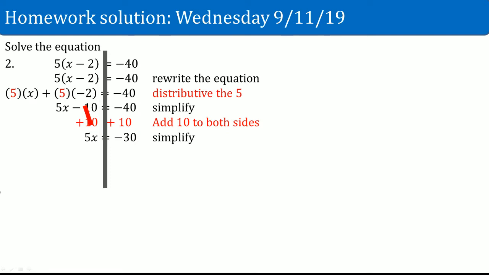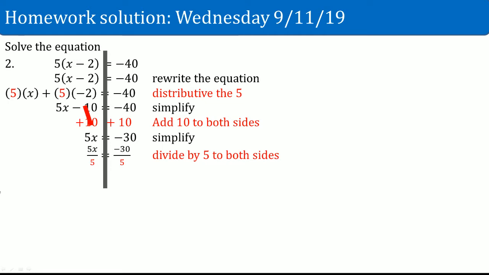5 times x is equal to negative 30. So how do I get x alone? Right now, it is attached via multiplication. So the opposite or inverse of multiply is divide. So on my left-hand side, I'm going to divide by 5.